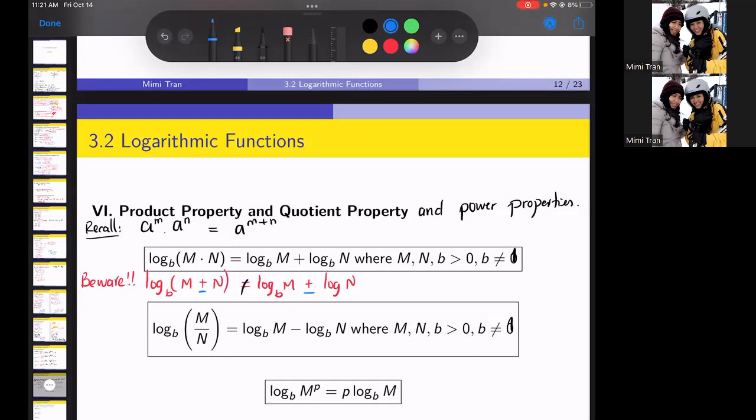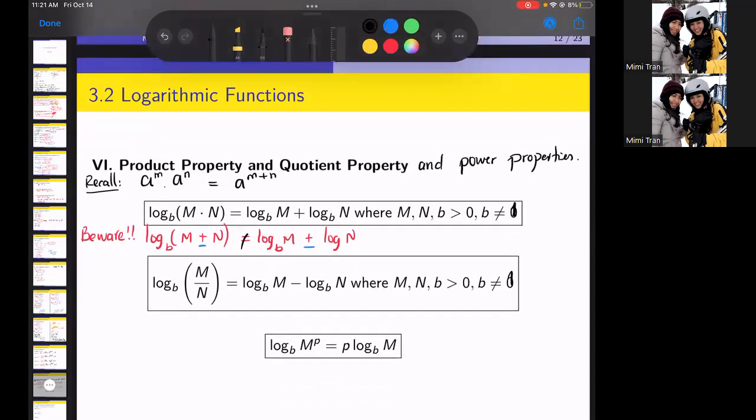All right, the second one is called the quotient property. If I have division, it becomes subtraction. So log base b of m divided by n is equal to log base b of m minus log base b of n. This is similar to the quotient rule of the exponential: a to the m divided by a to the n is a to the m minus n. Again, log base b of m minus n is not equal to the right-hand side. So watch out for that, okay? Don't do that.